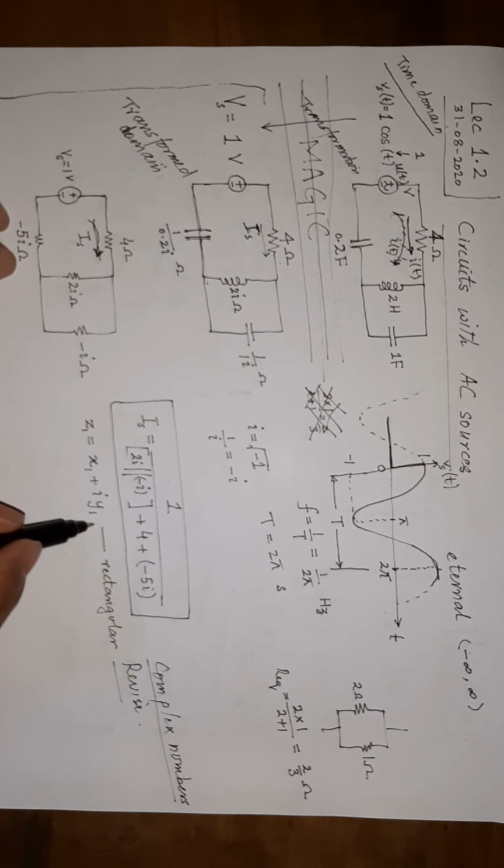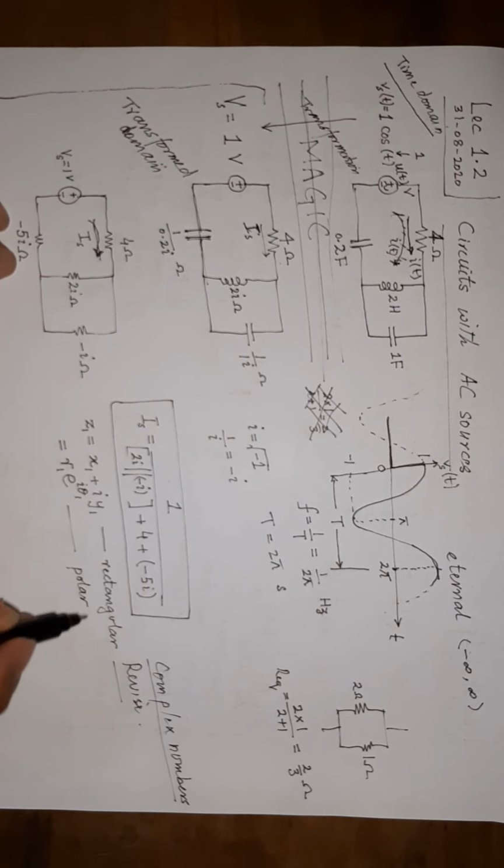There is another way of writing a complex number. So we can write this same complex number as a value R with an e raised to the power iota theta 1. This is the polar form. This is the rectangular form. This is the polar form of a complex number.